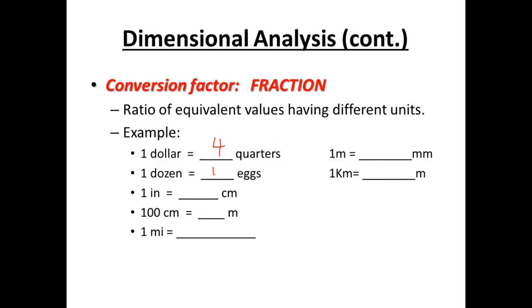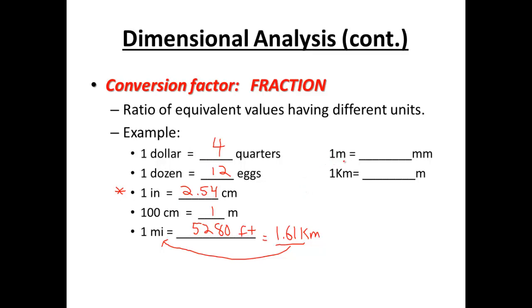If you have a dozen, you'd have 12 eggs. 1 inch equals 2.54 centimeters. This is going to be a good one to know, just in general. It's our metric to English conversion. 100 centimeters would be 1 meter. And 1 mile, we got a lot of different conversions for a mile. 5,280 feet equals a mile. Another one we could even add in, 1.61 kilometers is the same as a mile. So you could add that one in also. All three of those would be equal to each other from our English to metric conversions.